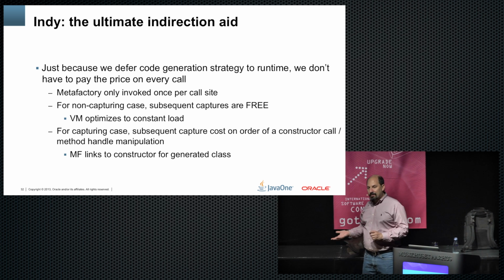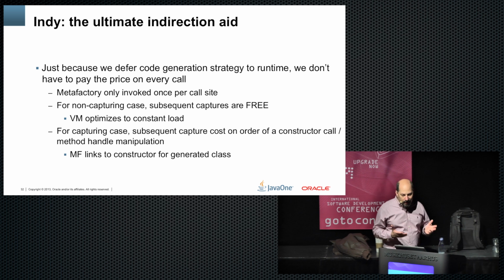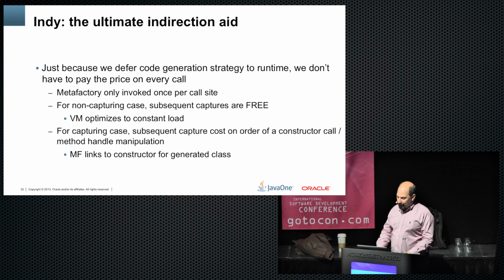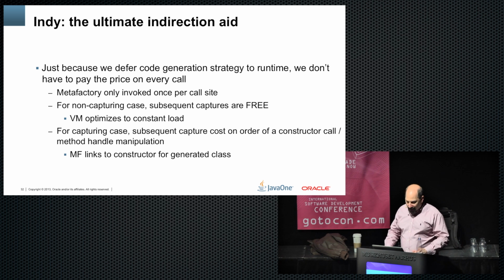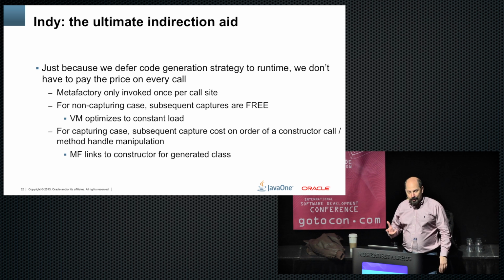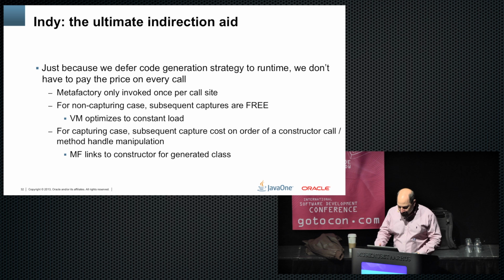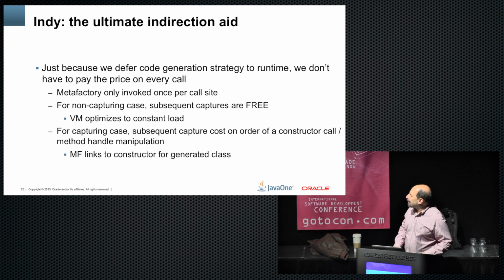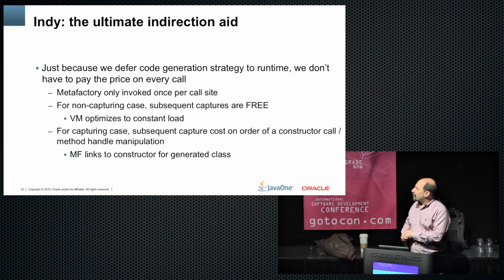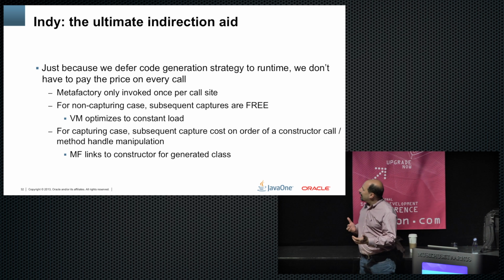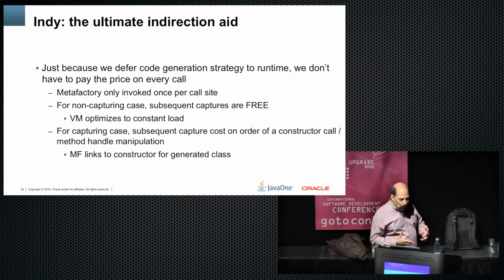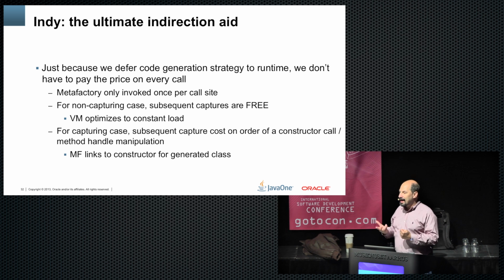So remember I said we need another level of indirection, but we don't want to pay for it. So let's look at the performance cost here. The Lambda metafactory is only invoked once per Lambda. In the case of non-capturing Lambdas, which is pretty common, subsequent captures are free. I mean, totally free. And for the capturing case, subsequent capture cost is on the order of a constructor call, which is basically the same as inner class. So we have a performance characteristic which is worst case, just like inner classes, best case, better. So that's pretty good.